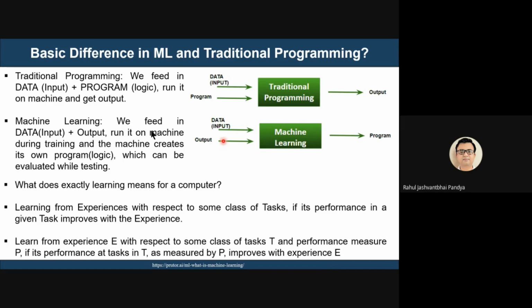Such as, let's say, learn from the experience E with reference to some class of task T and performance measure P. If the performance at that particular task T is higher, then it will improve my experience, correct? Let's say the reward is higher, then it will say that's a good experience, we should continue in that particular direction.